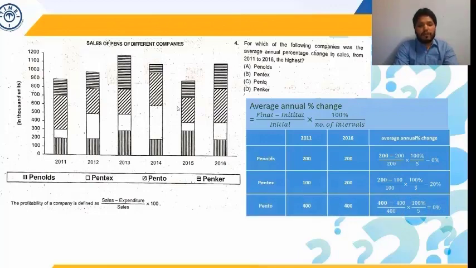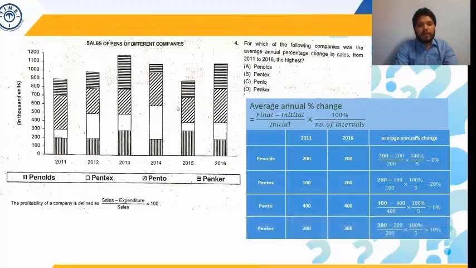For Pento, the sales were 400 in 2011 as well as in 2016. So again, it is going to be 0%. For Panker, the sales in 2011 were 200 and in 2016 were 300. So the difference between 300 and 200 is 100, divided by initial 200, into 100 by 5, which is 10%.